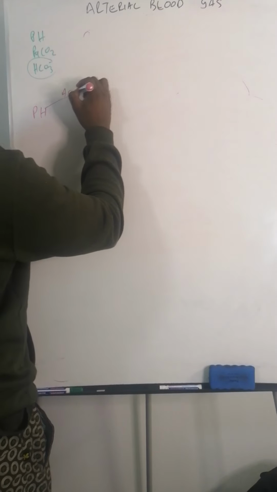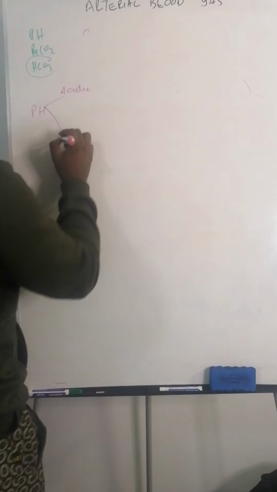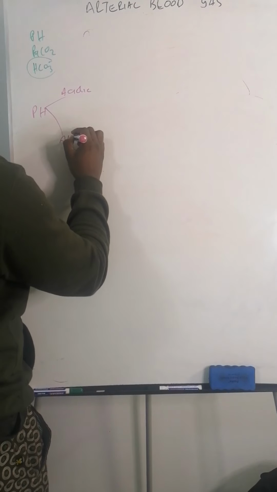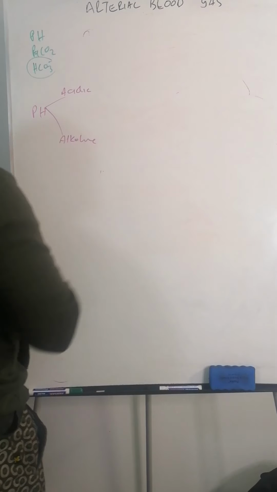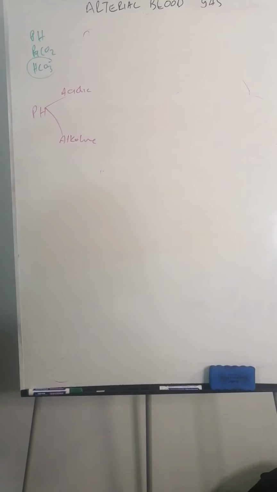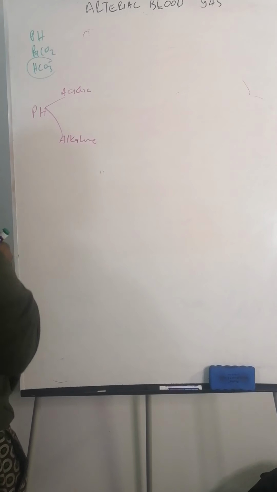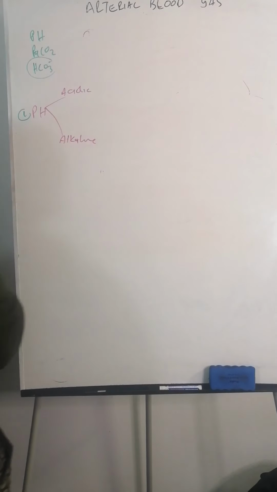pH is acidic. pH is alkaline. Happy? Okay. So that's step one. Step one. We know that we've got acidosis here.